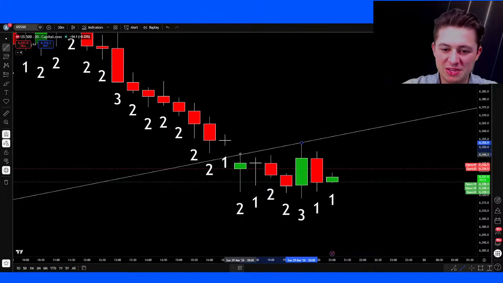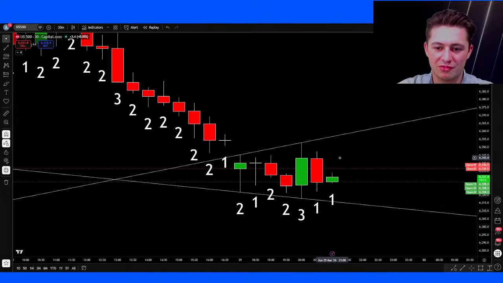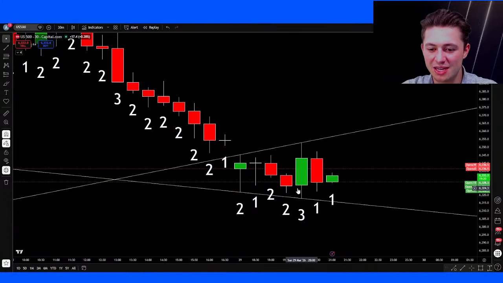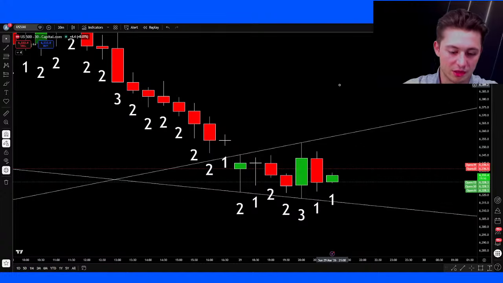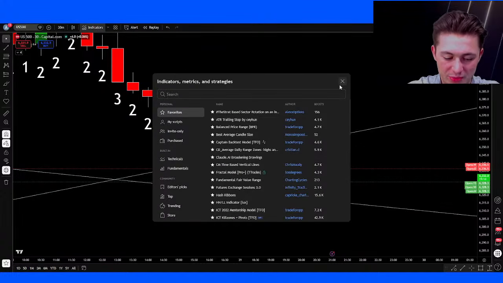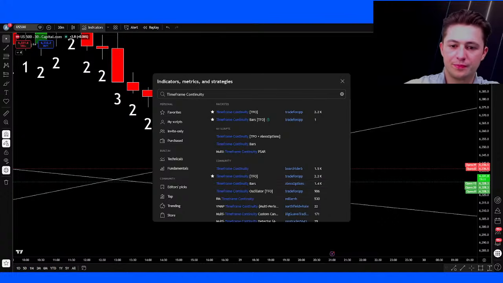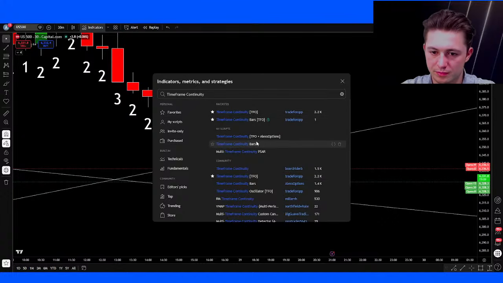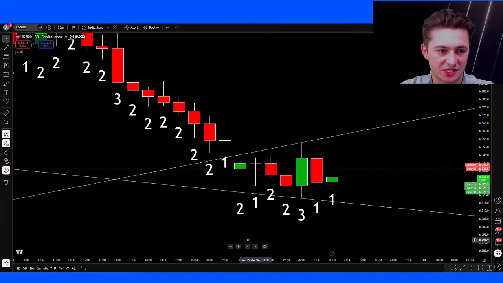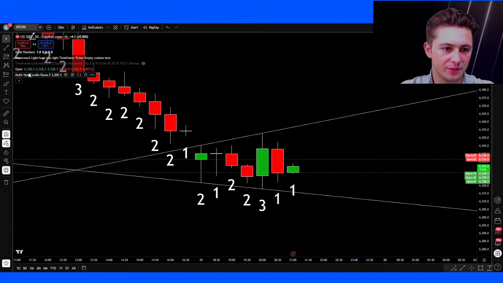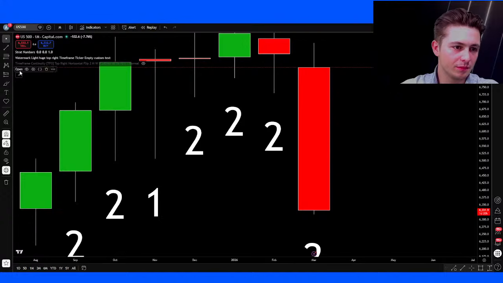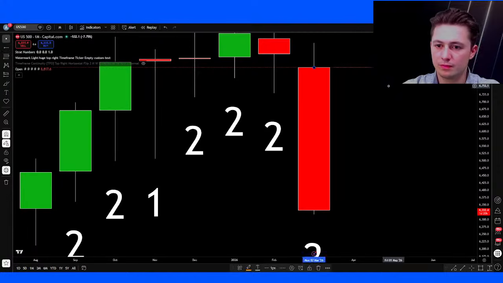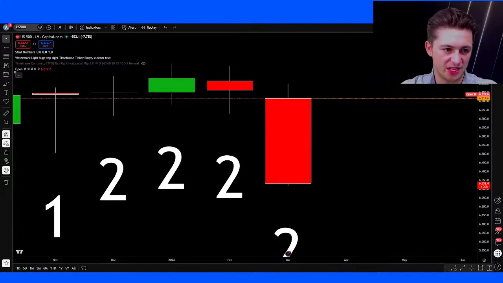So the common misconception or mistake traders have is that if every time frame's red, so for example, and I'm trying to think of the best way to show it. Let's do time frame continuity bars. See if that's the right one. Nope, not quite. Let's go here. We'll just use a historical example.